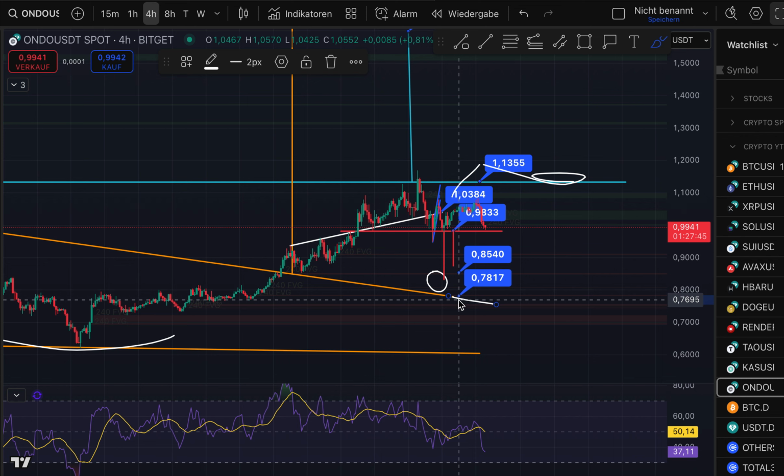So it's up to you if you want to use this support as entry or if you want to wait for bullish chart patterns which break to the upside. So you have less profits, but also less risk.